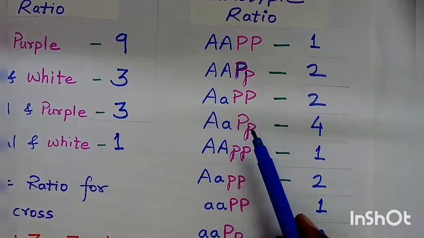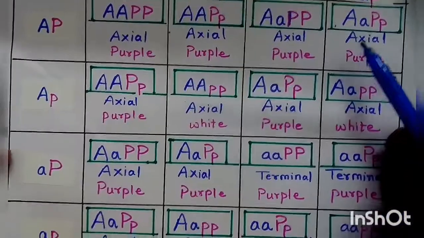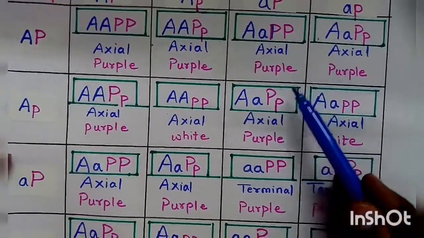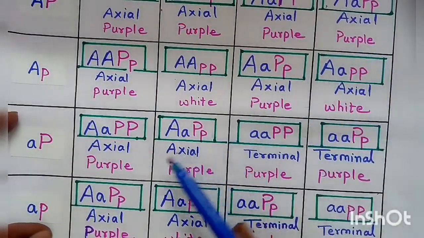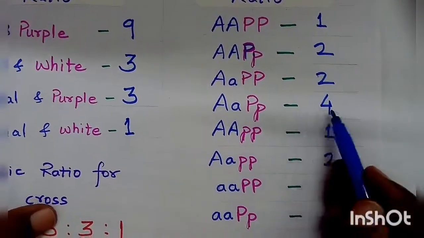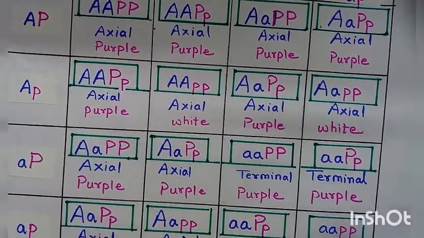Capital A, capital P, small p. Say this diagonal line, capital A, capital P, small p. The whole diagonal line is having heterozygous alleles. Hence, the number is 4. Similarly, you have to just copy and calculate the number. This is how the dihybrid cross takes place.